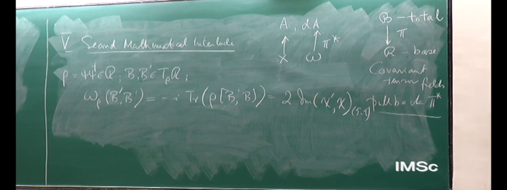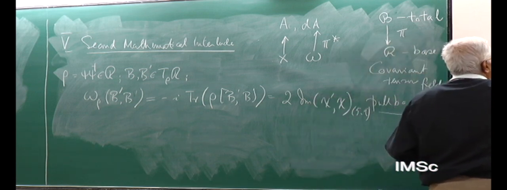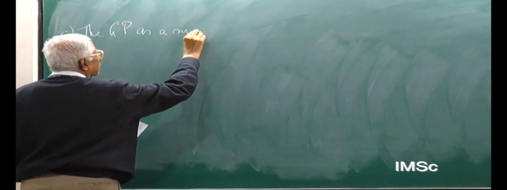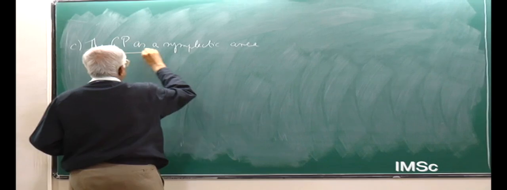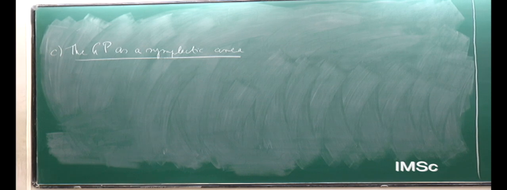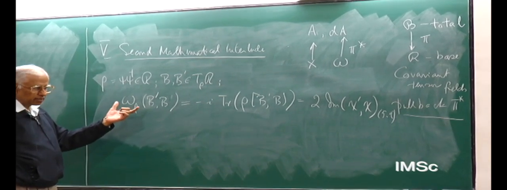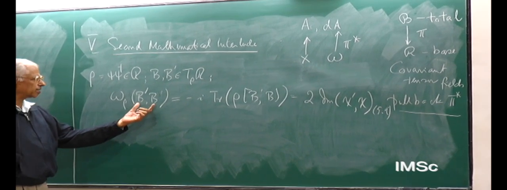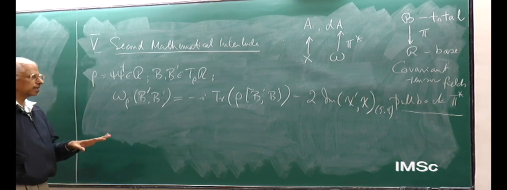And that is, in my notes, in this section, which I've called subsection C, the geometric phase as a symplectic area. So let me explain what the word symplectic means. This 2 form, which I have defined in this equation, is a 2 form on the ray space. It has all the properties of being defined on pairs of tangent vectors, linear in B prime, antisymmetric. All those properties are there.